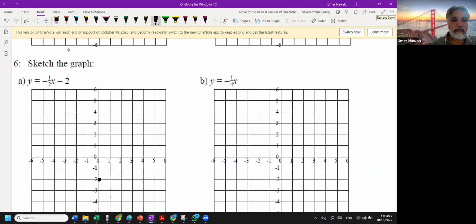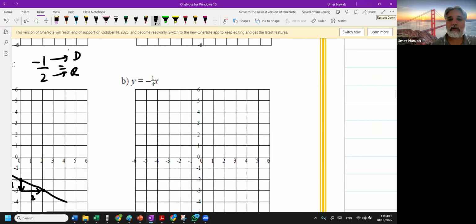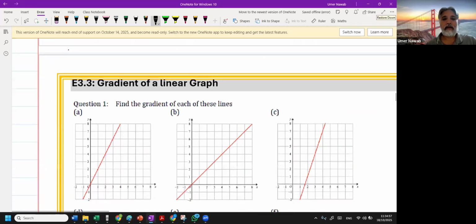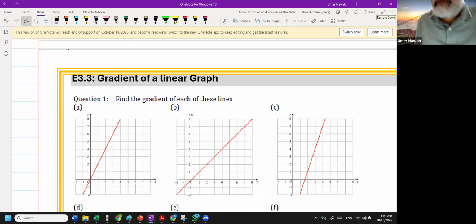You are standing on negative 2. Negative 1 over 2 means 1 down and 2 right. 1 down, 2 right. This is the rough sketch. Plus 0, you're standing on the origin. 1 down and 4 units to the right. So this is the rough sketch. So boys, so far we have learned how to sketch the lines.